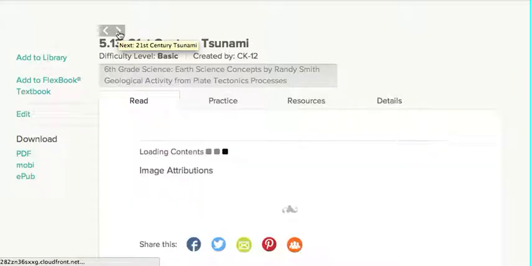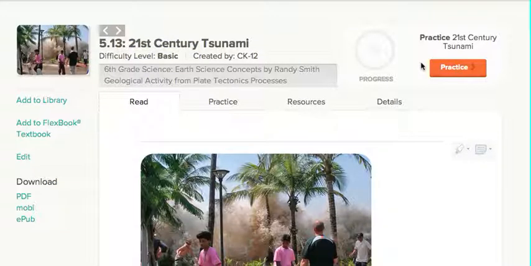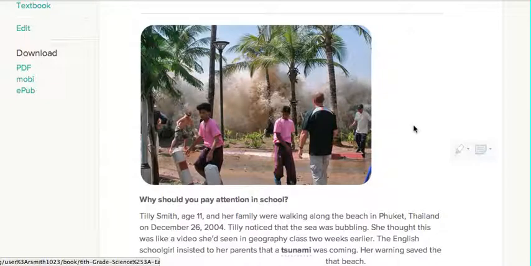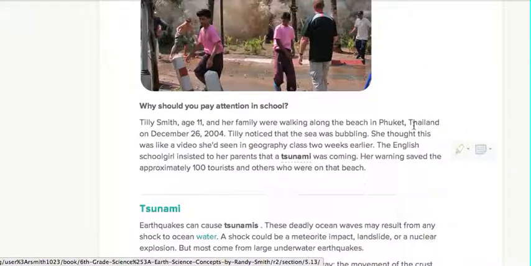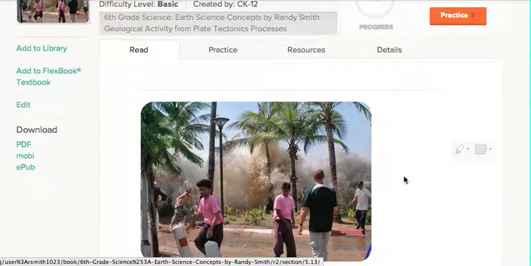All right, so we're going to go to 5.13, talking about tsunamis. This is great because we just saw that video today of that river rushing backwards and flooding that town. That was just catastrophic. I just couldn't believe it. All right. 21st century tsunami.